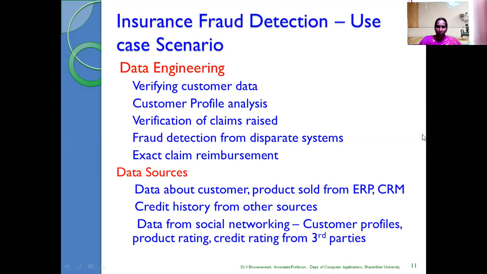So what is the data engineering required? It requires verifying customer data, analysis of customer profiles, verification of claims raised, fraud reduction, and exact claim reimbursement, because in insurance most of the risk is with fraud. So how many times a customer has paid the insurance policies, how many times he has claimed the insurance policy, is it for a vehicle or something else, how frequent it has been, or is it for individual hospital medical expenses. All those things. And again, we have to find out how many claims he has raised. Is he a real customer, is the claim verification appropriate or not?